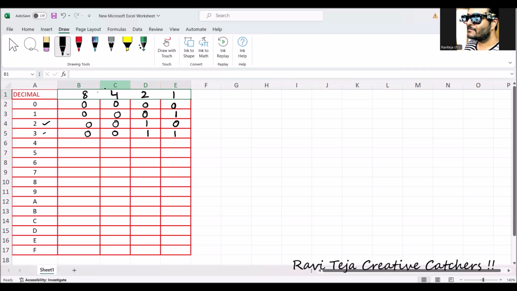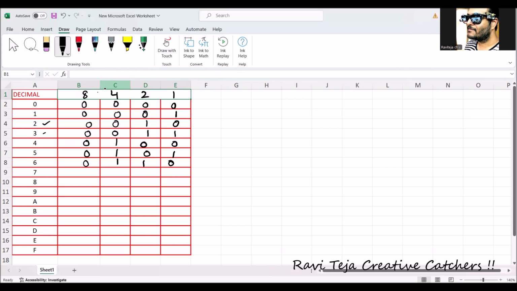Coming to 4, here we already have the number 4. So put 1 there and make the remaining zeros. Coming to 5, 4 plus 1 gives us 5. So the 4 and the 1 positions are 1 and the remaining ones are zeros. Coming to 6, 4 plus 2 gives 6. So put 1 over there and the remaining will be 0.